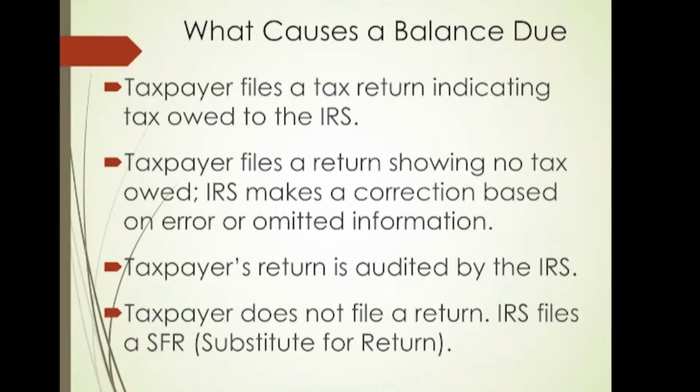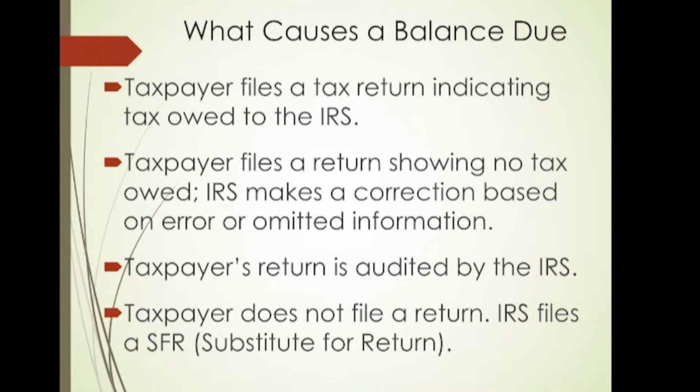So if a taxpayer files a return, they owe $10,000, they don't include a check with that, that will create a balance due within the IRS's system. The second way that balance dues are formed is through the matching program that the IRS has. When the taxpayer files a tax return not showing a tax liability, but there are either errors or omissions on that tax return, then the IRS will make a correction.